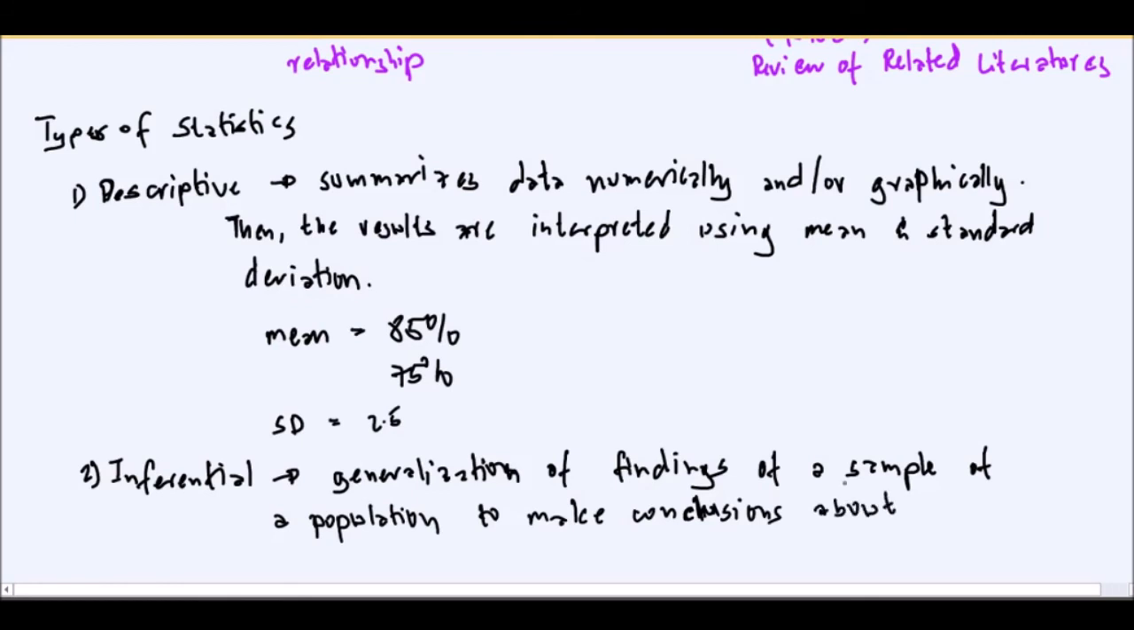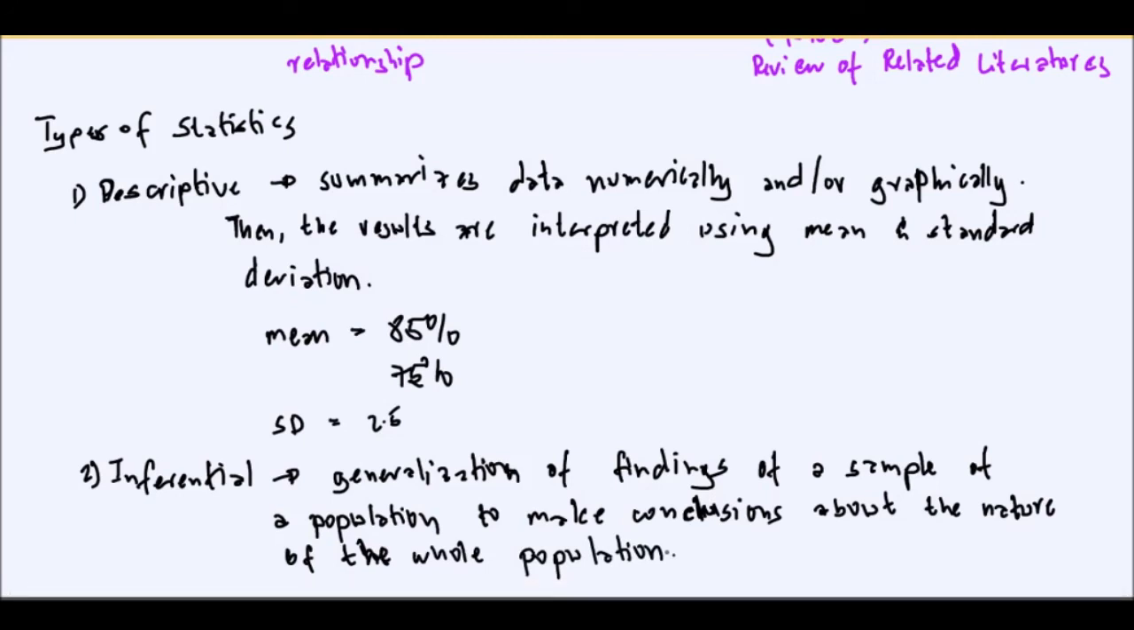About the nature of the whole. So inferential statistics is the generalization of findings of a sample of a population to make conclusions about the nature of the population.